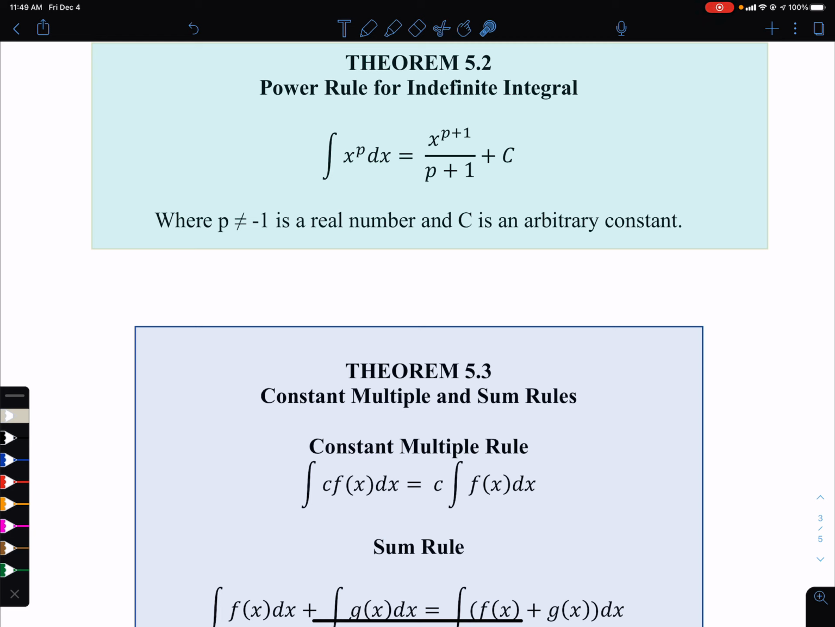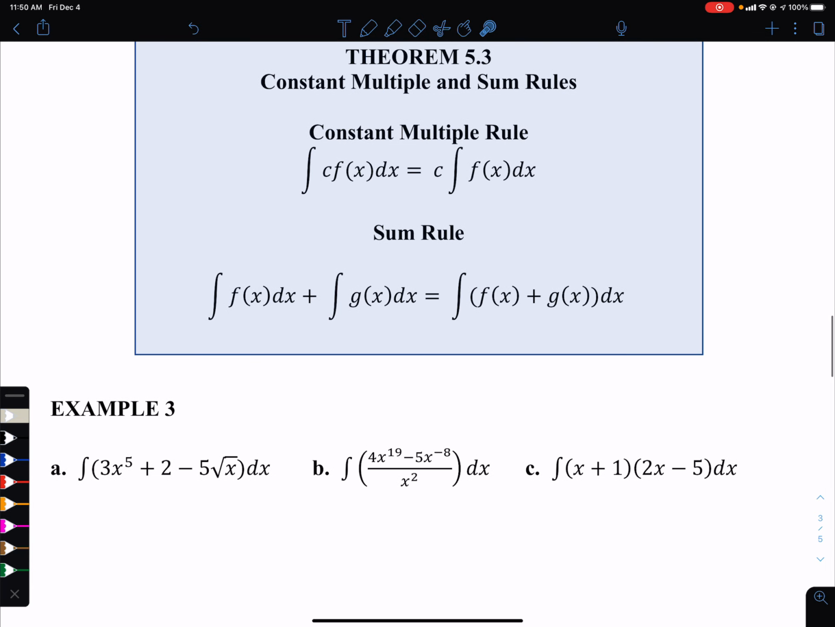A little note, and we'll see why, your exponent can't be -1. And it'll make sense because then you're dividing by 0. We'll just think about it. If you had a -1 plus 1, you're dividing by 0, and all of a sudden that's very confusing.